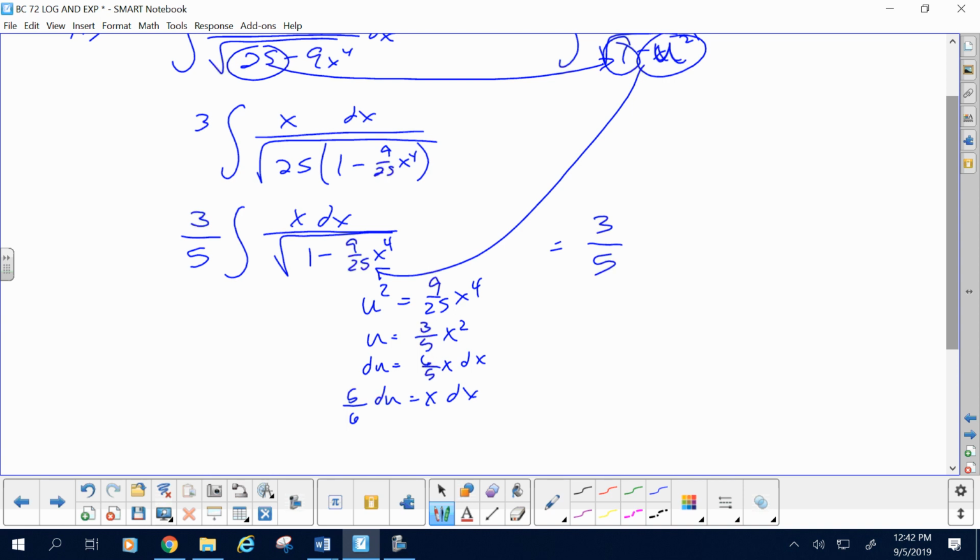3/5 is cool. Here we go. What goes in place of x dx? 5/6 du. What goes in place of 9/25 x to the 4th? U squared. And so I get something like 1/2 arc sine of u, and what is u? U is right there, 3/5 x squared. Right. So first of all, you have to recognize it as arc sine, and then be able to manipulate it to make it right. You follow?